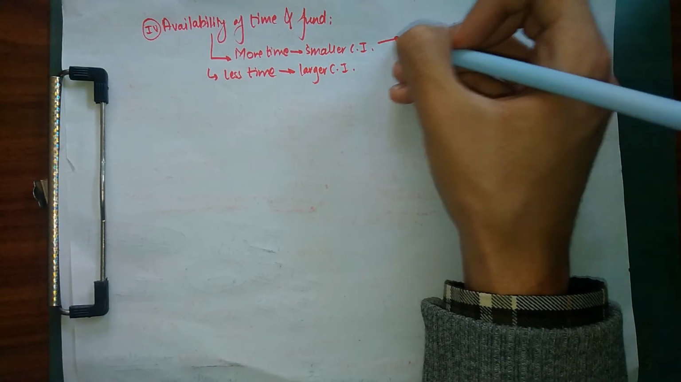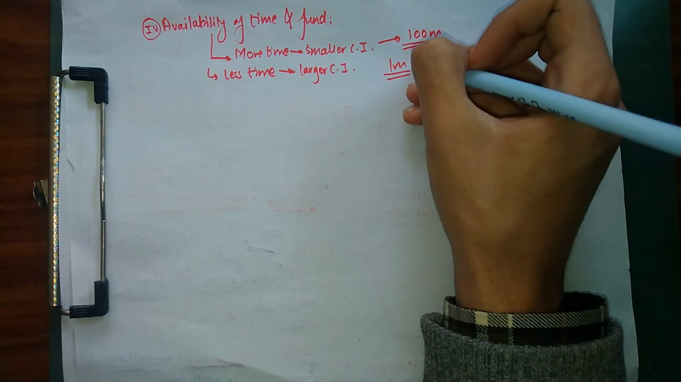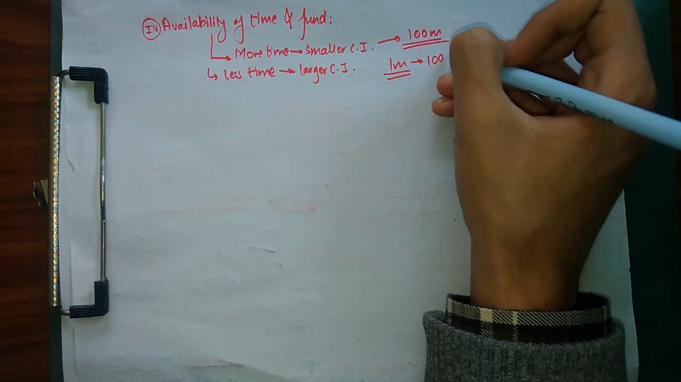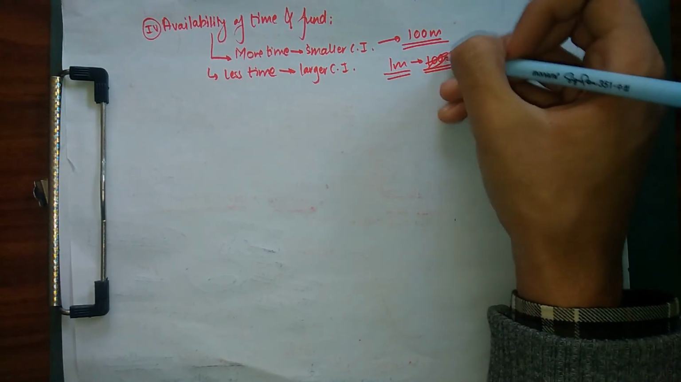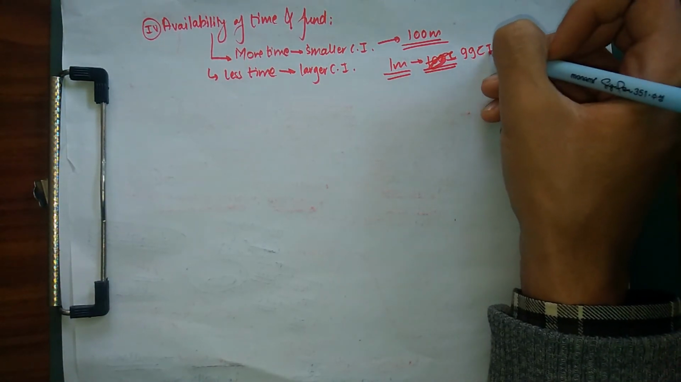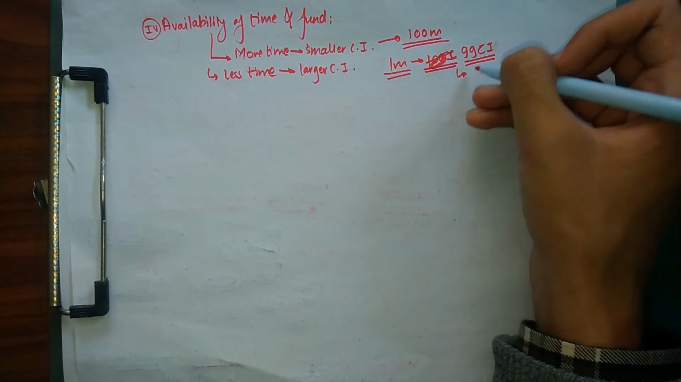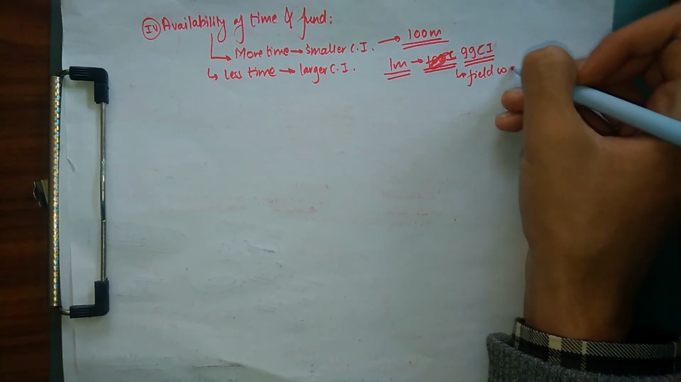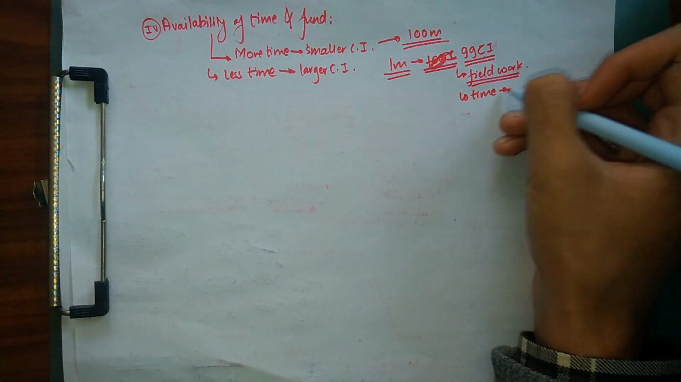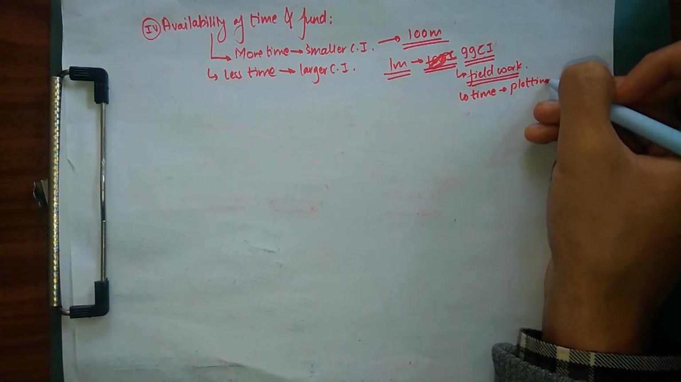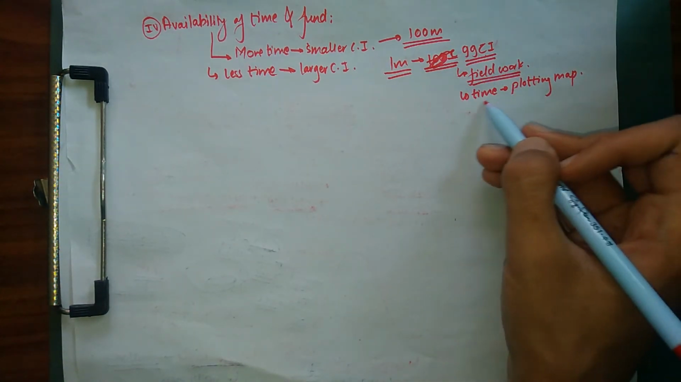So why is that? Let's say we have to cover an area of 100 meters, and if we choose a contour interval of 1 meter, we are going to get about 99 contour lines. In order to draw 99 contour lines, it is going to take a lot of time in our field work. Similarly, it is going to take a lot of time in plotting the map as well. So a smaller contour interval simply means more time.